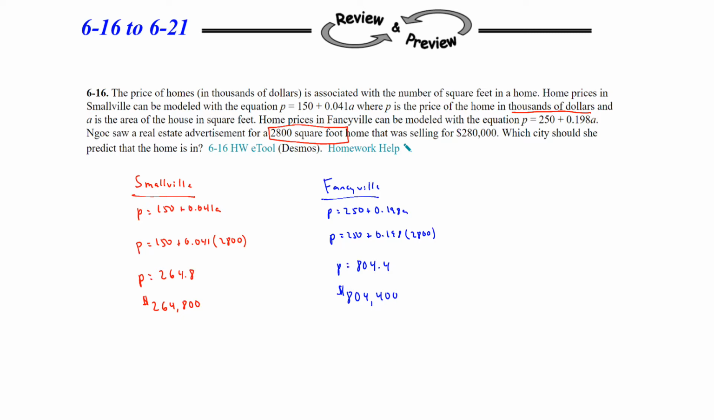So which city should she predict that the home is in? Well, the selling price was $280,000, so which number is closer? Fancyville is pretty fancy. We got an $800,000 home. Smallville is more around the $280,000 mark, so she would predict the home would be in Smallville. And so make sure you answer the question.